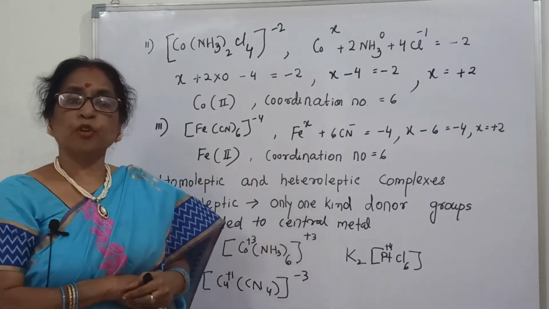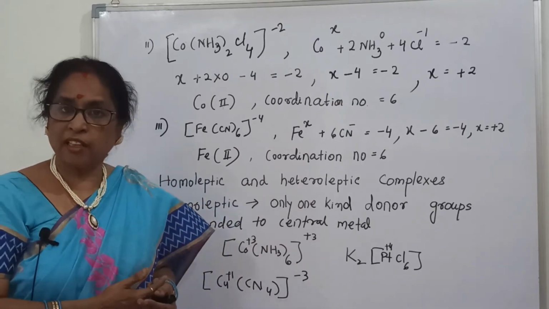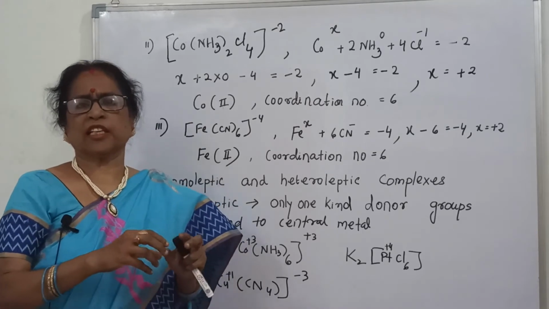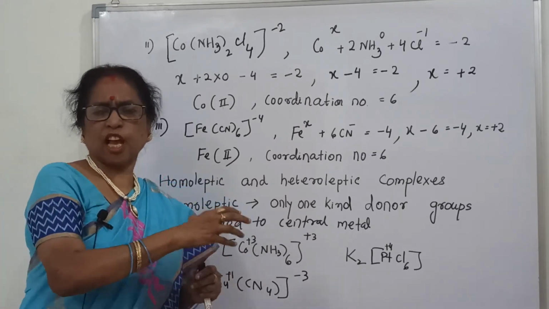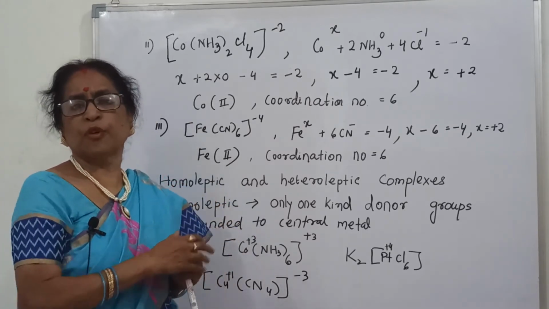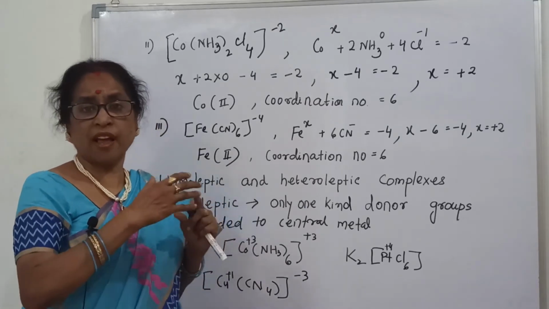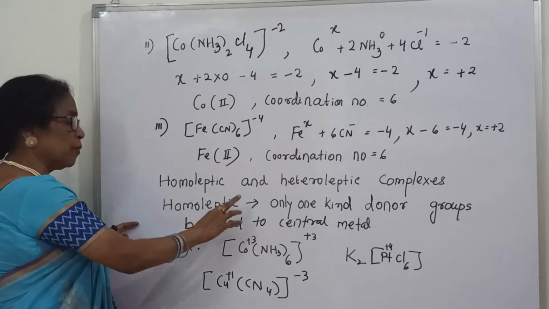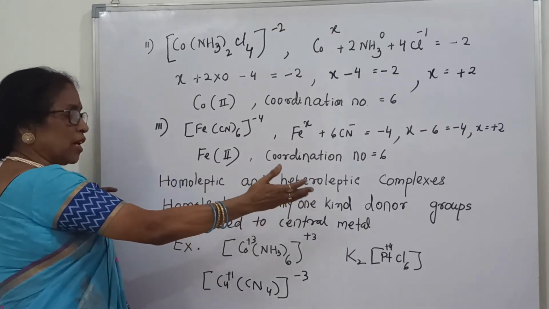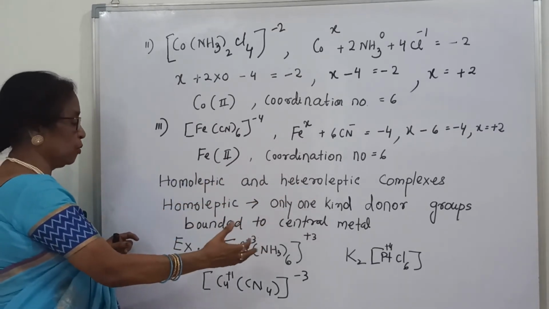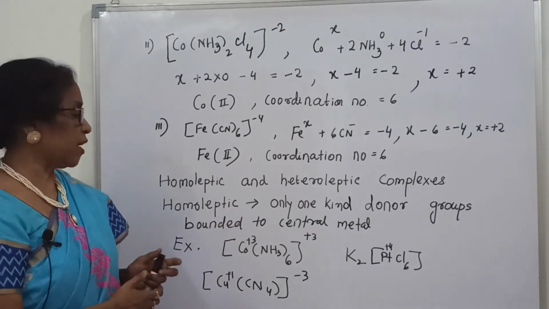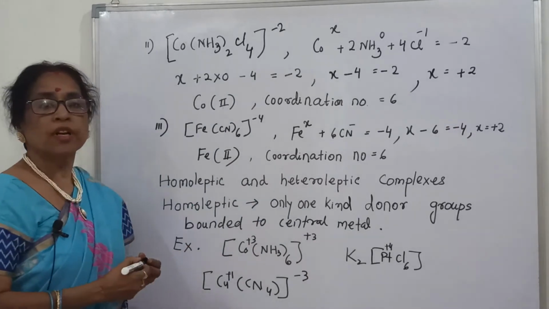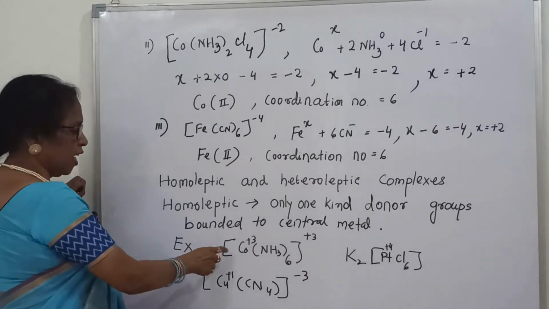Only one kind of donor group. What is the donor group? That is the ligand. If the ligands are all the same kind, just like 6 chloride ions, 6 ammonia molecules, or 4 ammonia molecules, then it is called a homoleptic complex. Homoleptic means only one kind of donor atoms, donor groups, bonded to the central metal. So it is called homoleptic.